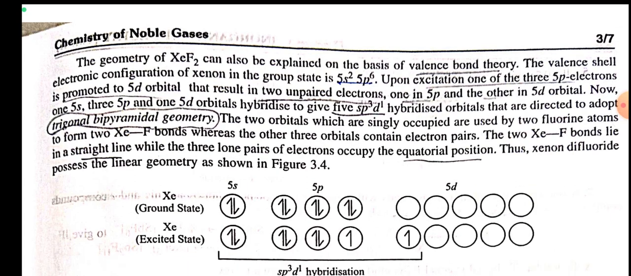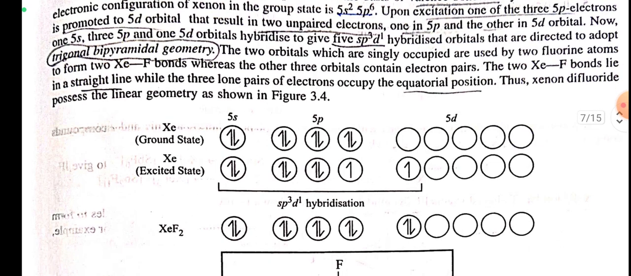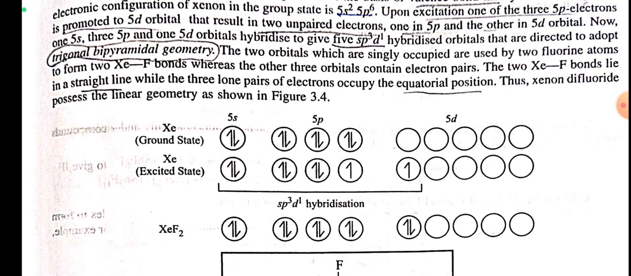The outer shell electronic configuration of xenon in ground state is 5s2 5p6. Upon excitation, 1 of the 3 5p electrons is promoted to 5d orbital that results in two unpaired electrons, one in 5p, the other in 5d. Now 1 5s, 3 5p and 1 5d hybridize to give 5 sp3d hybridized orbitals that are directed to a trigonal bipyramidal geometry. The two orbitals which are singly occupied are used by fluorine atoms to form two xenon-fluorine bonds, whereas the other three orbitals contain electron pairs.